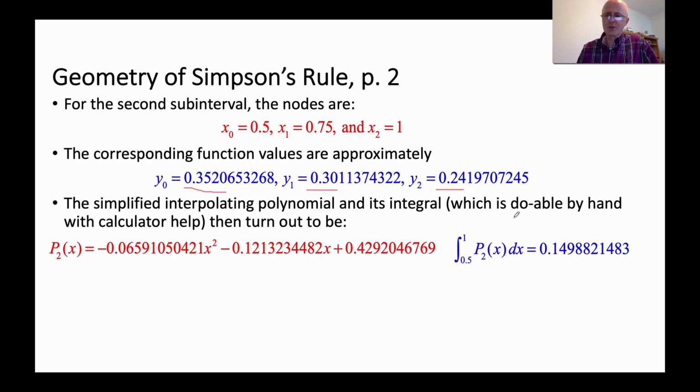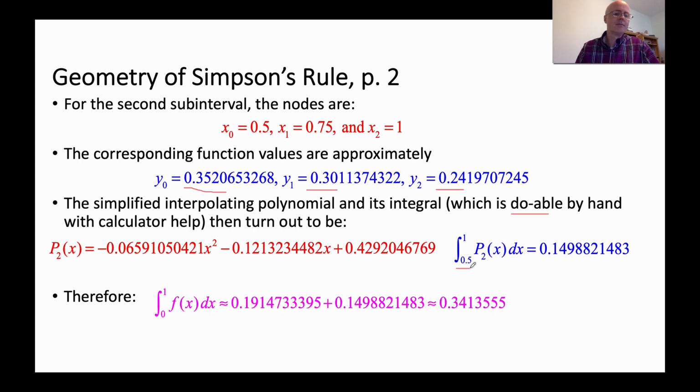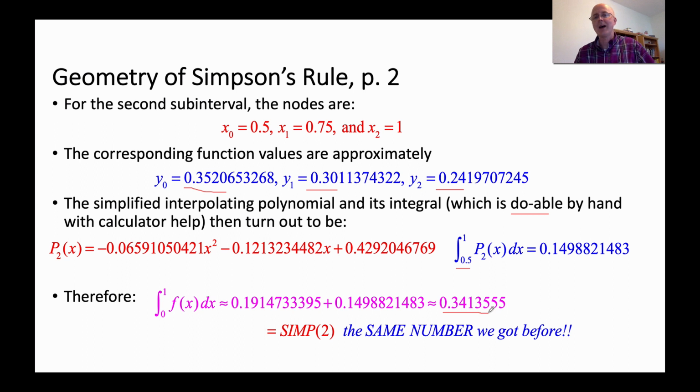Turns out the simplified interpolating polynomial and its integral turn out to be these numbers. When I say these integrals are doable by hand, I mean you literally could integrate this thing by hand even though it wouldn't be pleasant. Notice this integral is from 0.5 to 1. Therefore, to get the approximation to the integral over the entire interval from 0 to 1, we need to add the approximations from 0 to 0.5 and from 0.5 to 1. And we get this number, which is the same number we got with Simpson's rule when n was 2 before.